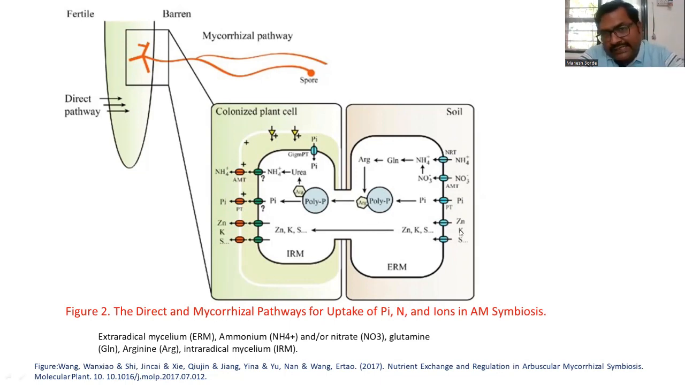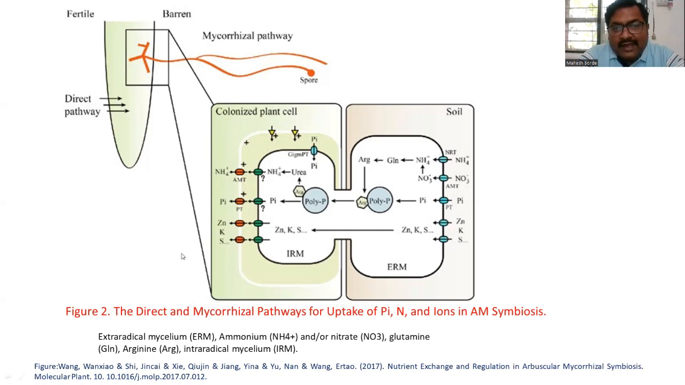Through these transporters, the ammonia, nitrate, inorganic phosphate, zinc, potassium, and sulfur are transported from the soil to the hyphae, where mostly the ammonia and nitrate get converted into arginine, and inorganic phosphate gets converted into polyphosphate. As the polyphosphate is negatively charged, it carries arginine, and from the external mycelium it is transported toward the internal mycelium, which is present in the plant root cell.